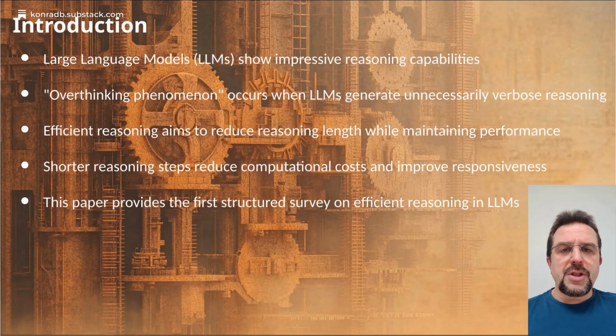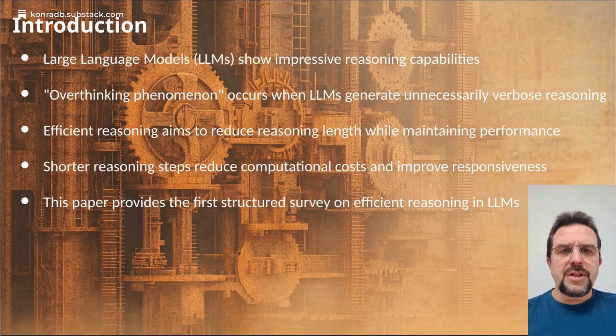This paper addresses a critical issue with reasoning-focused large language models like OpenAI O1 and DeepSeek R1. While these models excel at complex tasks through chain-of-thought reasoning, they often produce excessively long outputs, the overthinking phenomenon. This leads to high computational costs and slower response times.